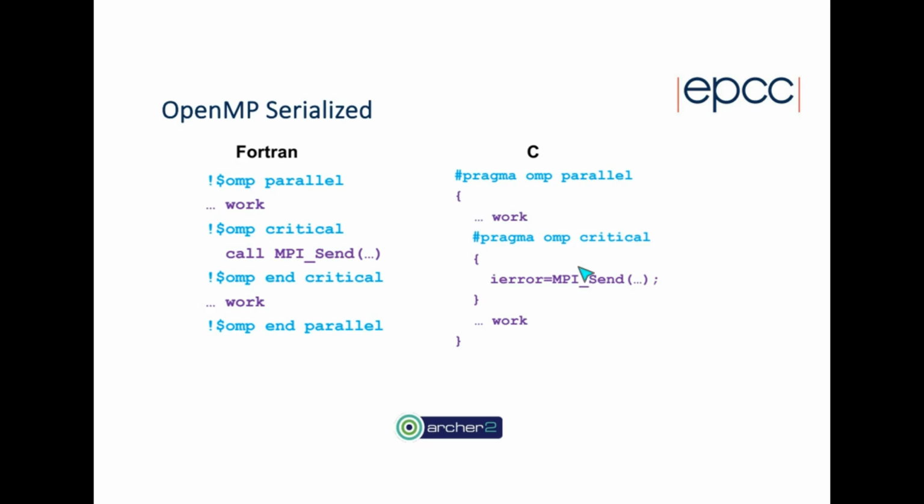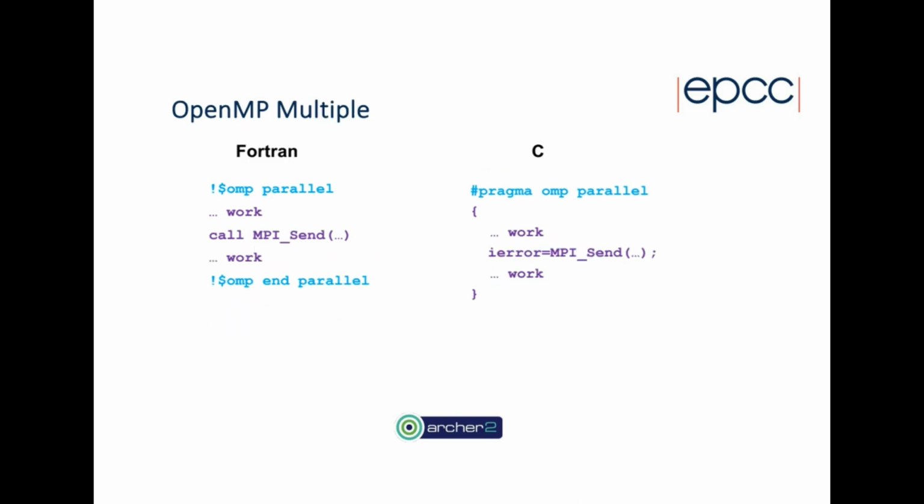So for serialized, we're allowed to call MPI from different threads, but we have to make sure it's only one at a time. There's various ways of arranging that. One of them might be to enclose all the MPI calls inside critical sections. And then for multiple, anything can happen. Different threads can be calling MPI at the same time.